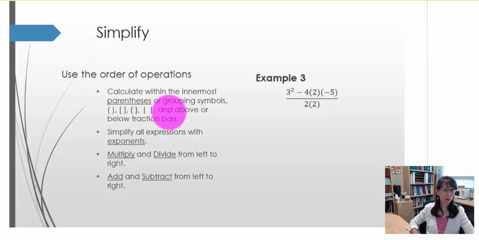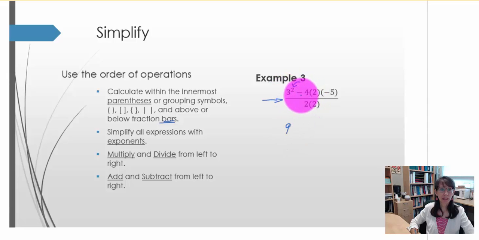Our other grouping symbol, which is harder to identify maybe, is that we do have a fraction bar. So right here is the fraction bar breaking the problem into a numerator and a denominator. So that allows us to simplify each of those locations separately. All right, we'll start in the numerator. We have an exponent here, so 3 squared simplifies to 9.